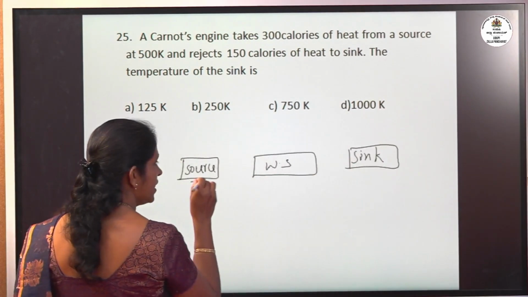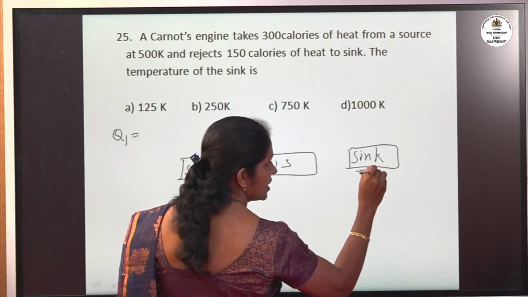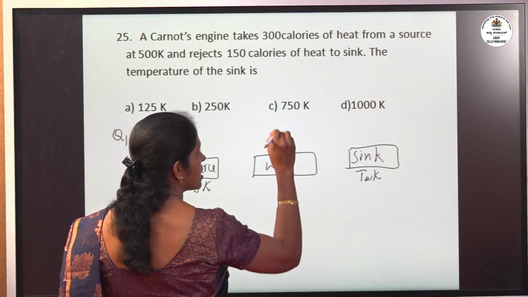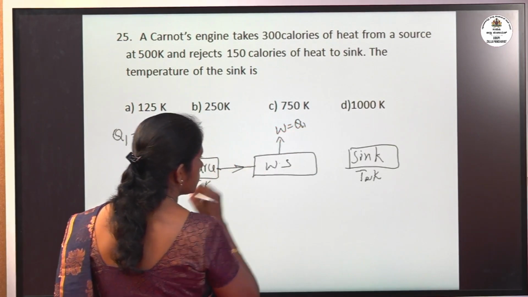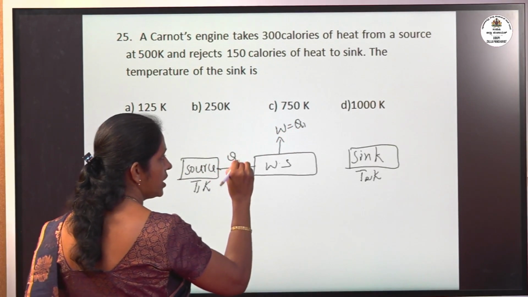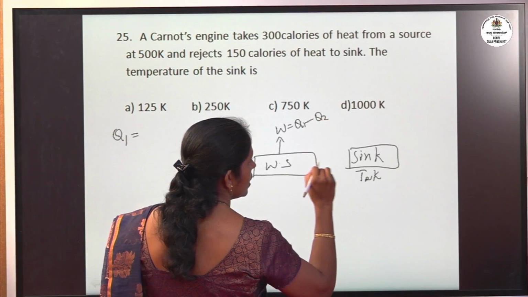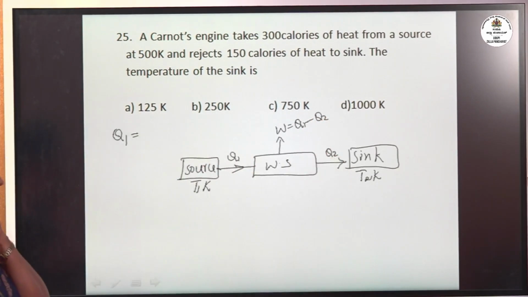Source is maintained at hot body, temperature T1. Sink is a cold body, temperature T2. Working substance absorbs Q1 amount of heat from the source, does some amount of work, and rejects the remaining heat into the sink. This is the block diagram of Carnot's heat engine.